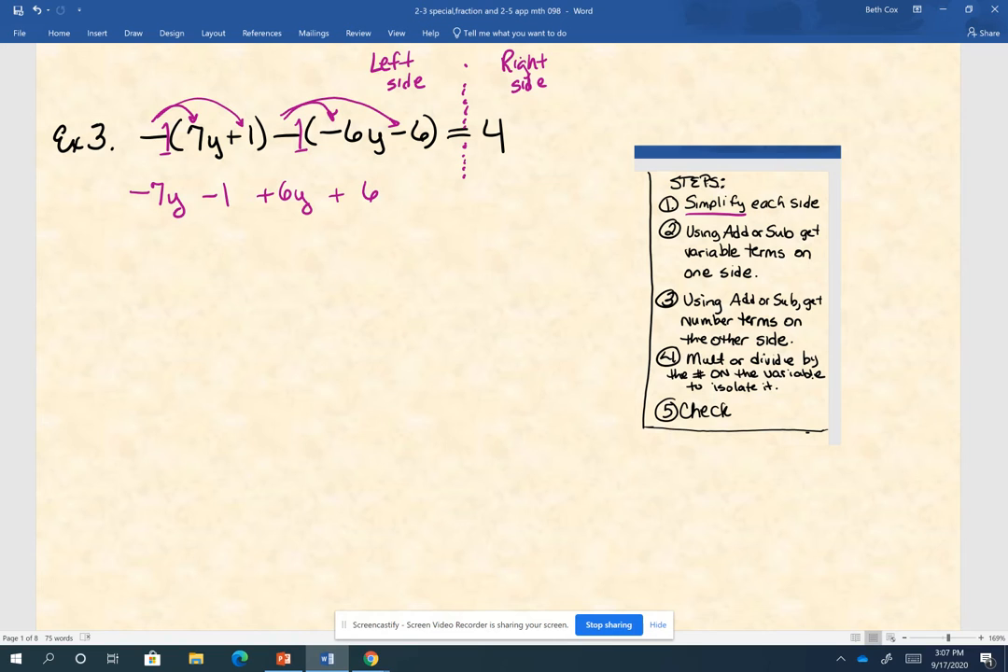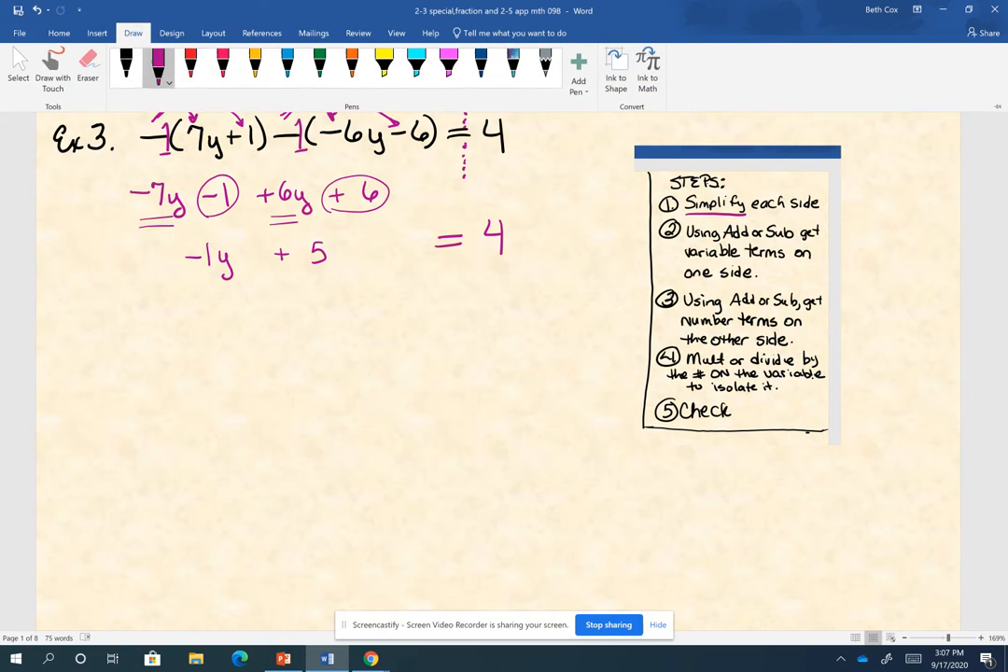I'm going to keep simplifying because that was just the first part. Then -7y and +6y, when I combine those, I get a -1y. Those are like terms. And then a -1 and a +6, those are like terms. That gives me a +5. So that is the left side simplified all the way. So now that's going to be equal to 4. So now I can start solving.